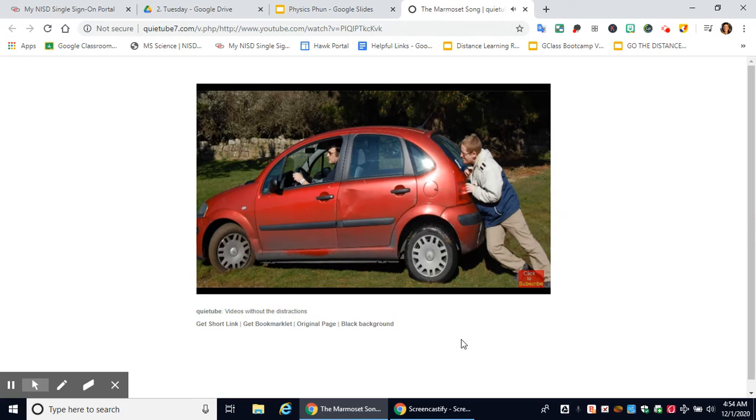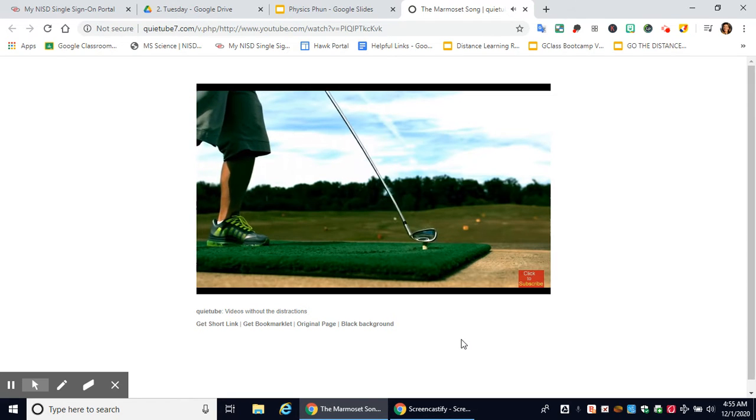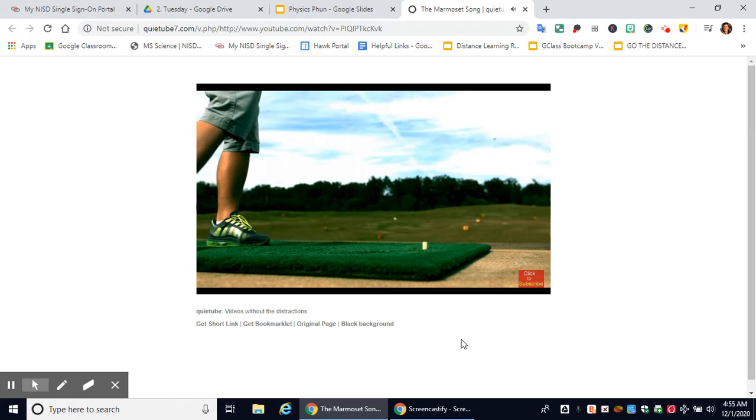push it. Law 2 states that the acceleration of an object depends on the force acting on it and the mass of the object. There's also an equation to go along with this law, and it states that force equals mass multiplied by acceleration. Look at this golf swing. The golf club has a high rate of acceleration and strikes the golf ball with great force.